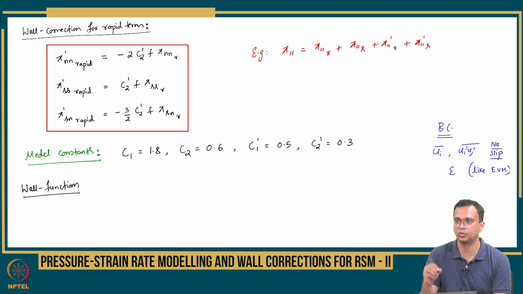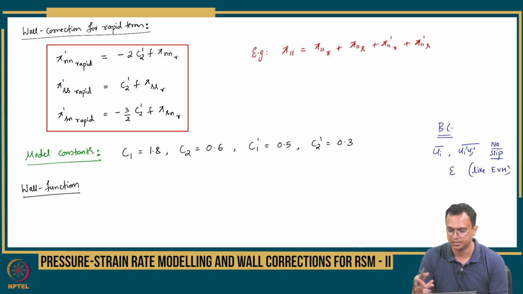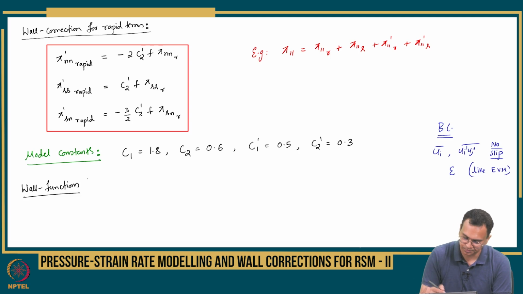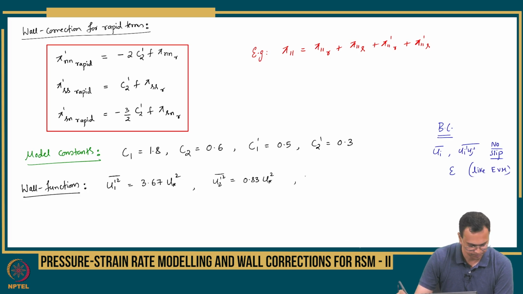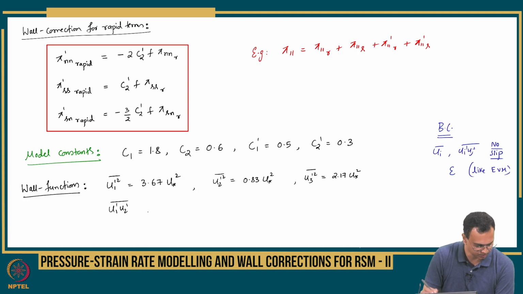Okay. So suppose you are using wall functions, the grid guidelines are similar whether you do eddy viscosity model or Reynolds stress model. The wall functions and the wall correction, that means resolving, grid guidelines are same. So you need to have your first grid in the inertial sublayer when you implement wall functions. So the linear and buffer layer are not resolved. So when you do wall functions, then your u1 prime square is 3.67 u star square, your u2 prime square is 0.83 u star square, that is a wall friction velocity. u3 prime square is 2.17 u star square, and the shear stress u1 prime u2 prime average will be minus u star square.